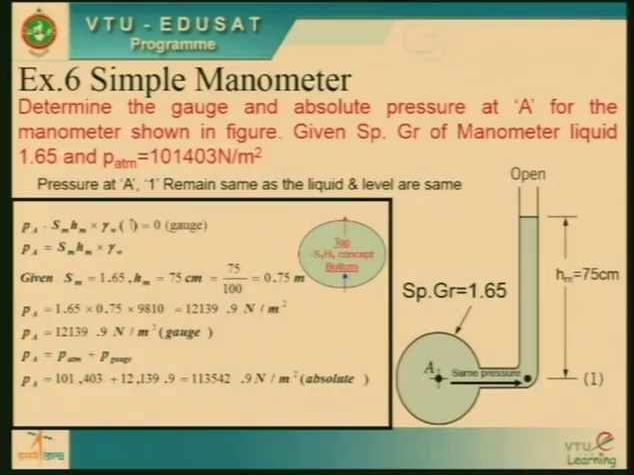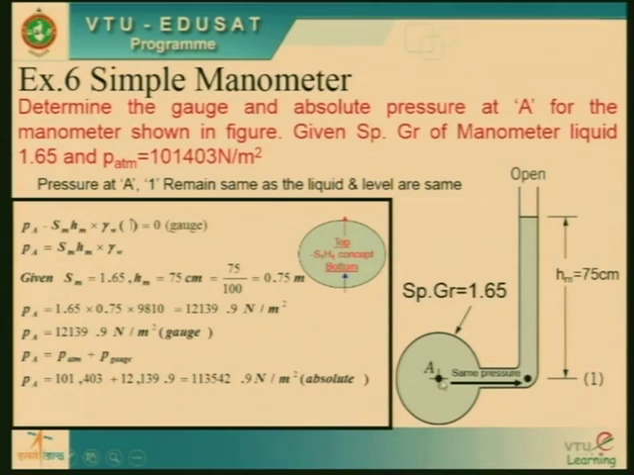Can you see the first equation here? It is very clearly mentioned, Pa minus Sm into Hm into gamma W upwards is equal to 0. That is a gauge pressure. Suppose if I want to convert this gauge pressure to absolute pressure, in that case what will I do? I am going to add the atmospheric pressure to that. So how much is the atmospheric pressure? You can see in the statement of the question, it is written here, 101,403. So I say Pa is equal to 101,403 plus this value 12,139.9. If I add, I will get the absolute pressure at A.